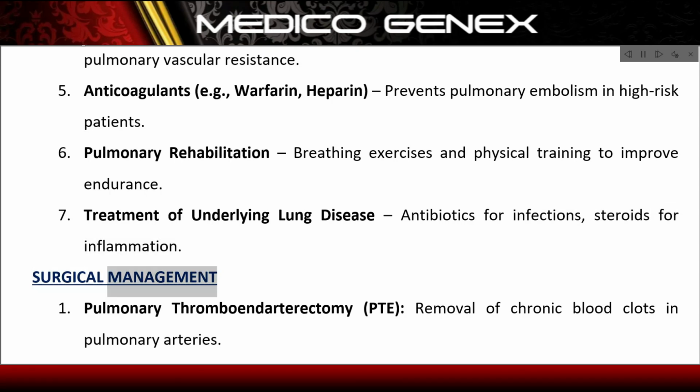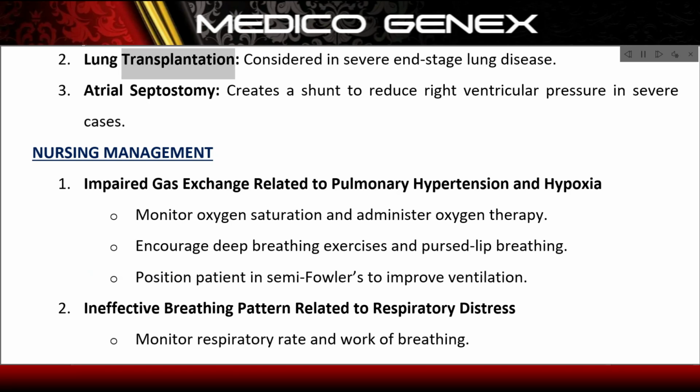Surgical management. Pulmonary thromboendarterectomy, PTE, removal of chronic blood clots in pulmonary arteries. Lung transplantation, considered in severe end-stage lung disease. Atrial septostomy, creates a shunt to reduce right ventricular pressure in severe cases.